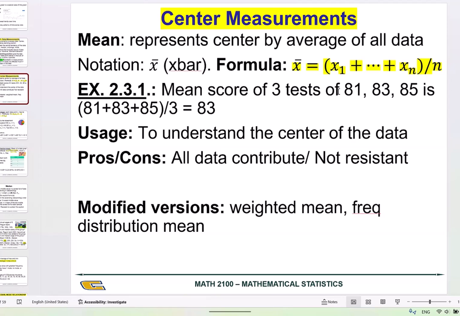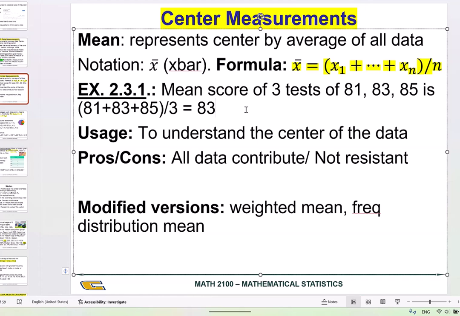So say you have three tests, and you score 81, 83, 85, and you can get the mean easily. Add up, divide by 3, and you get the average, the mean. It helps to understand the center of the data. And the good thing is that everyone contributes, right? But the bad news is that it's not resistant.